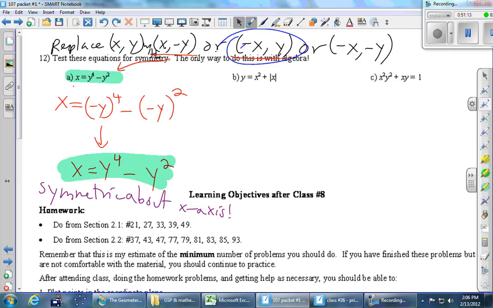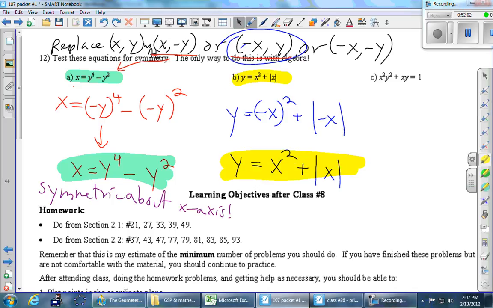So let's try. Instead of x, what are we putting? Negative x. So I've got negative x squared plus, instead of that x, negative x. And what was y being replaced by? It just stays as a y. Okay. Negative x squared is the same thing as x squared. Absolute value of negative x is the same as absolute value of x. And what do we observe? They're the same. And then the conclusion, once we see that they're the same: that was the one where x became negative x. This is symmetry about what? About the y-axis.